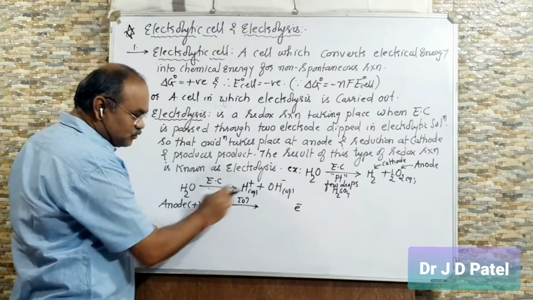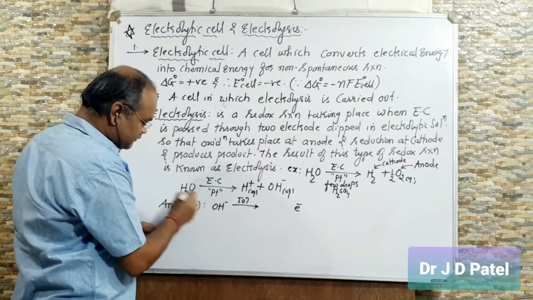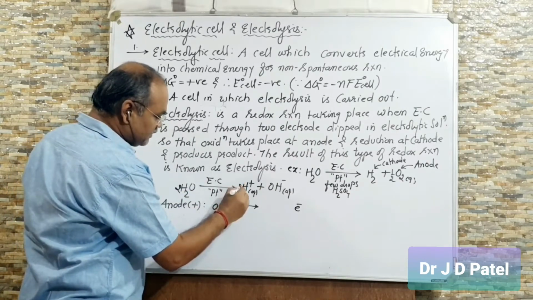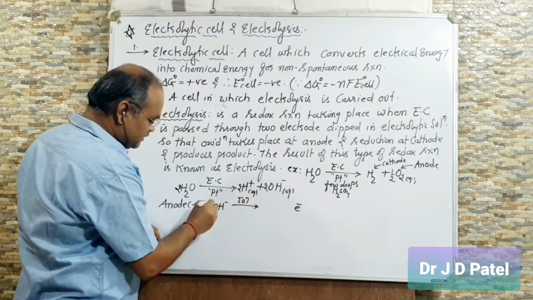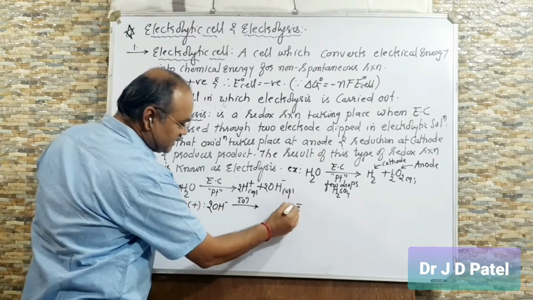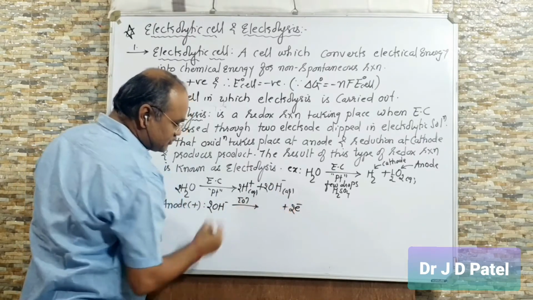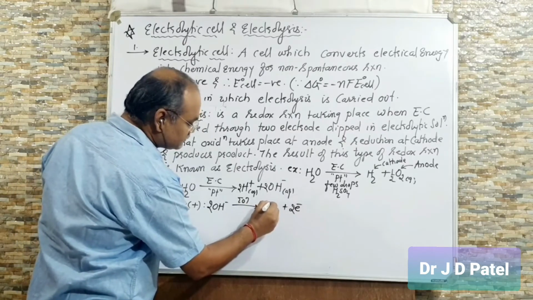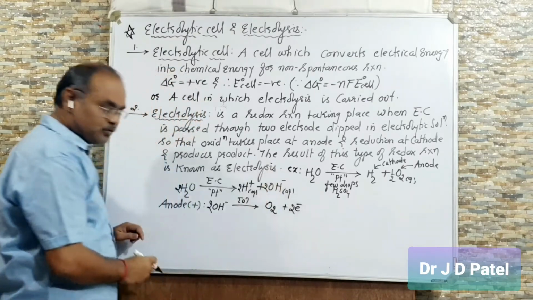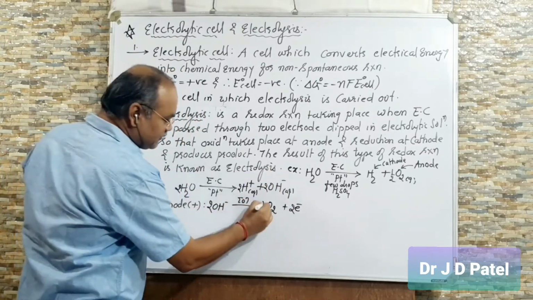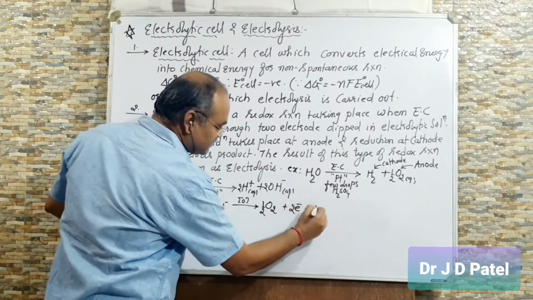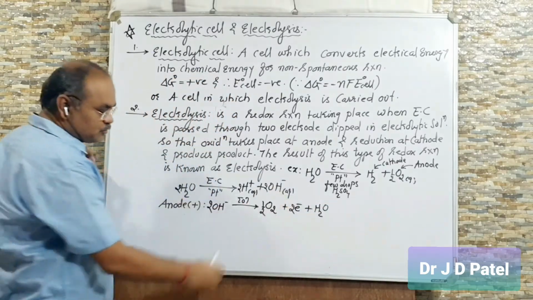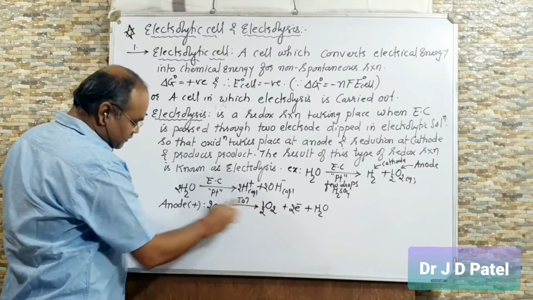If OH minus loses electron, for balancing I can write 2H2O gives 2H plus plus 2OH minus. So 2OH minus gives 2 electron, loss of electron. So what is left? O2. It will be half O2 gas plus H2O. So in this way, O2 gas is obtained at the anode.